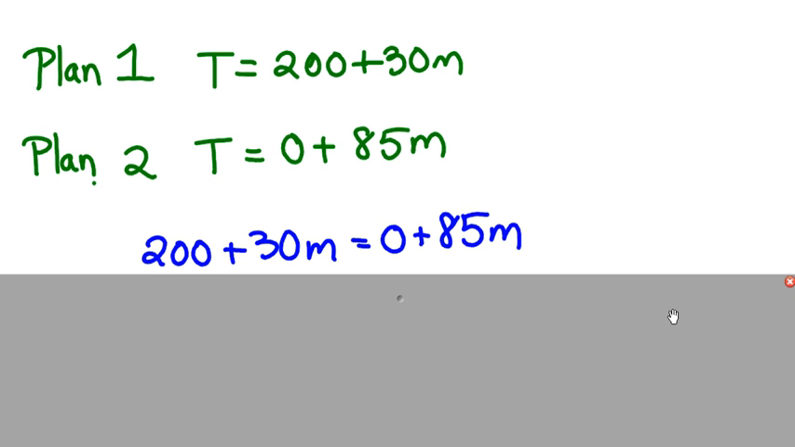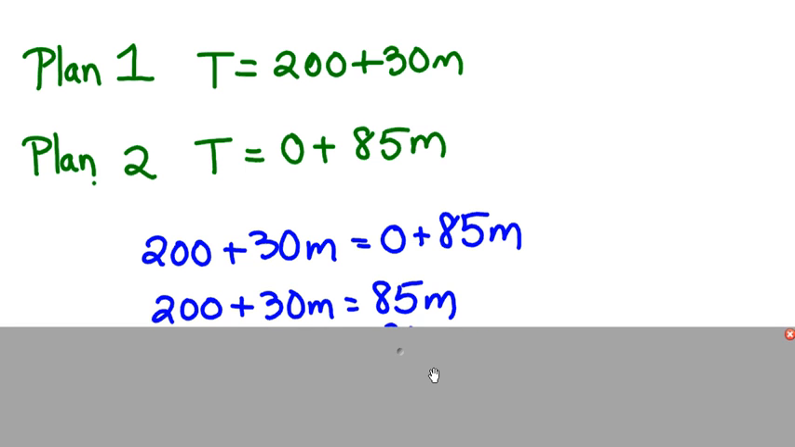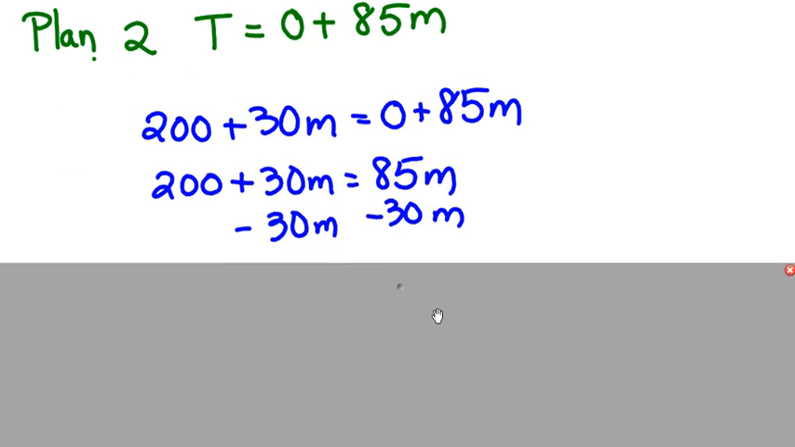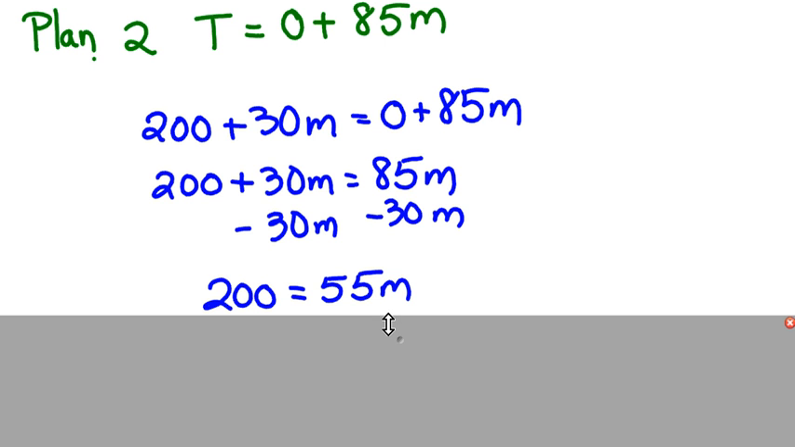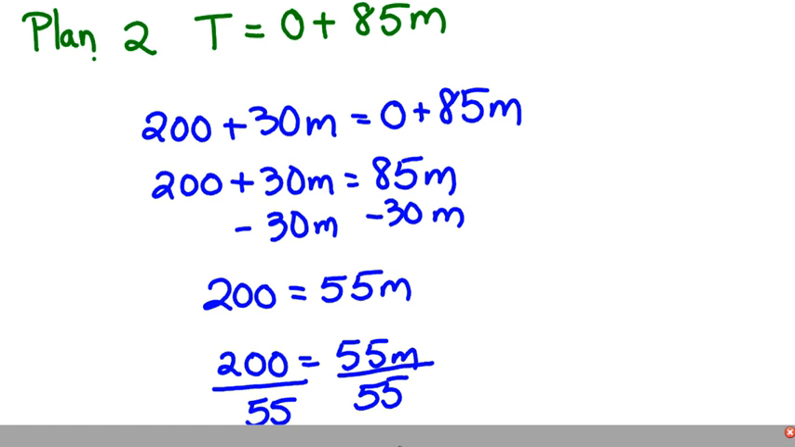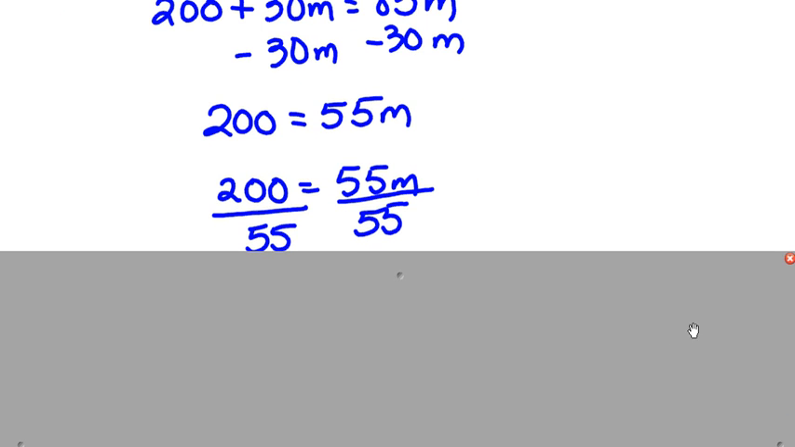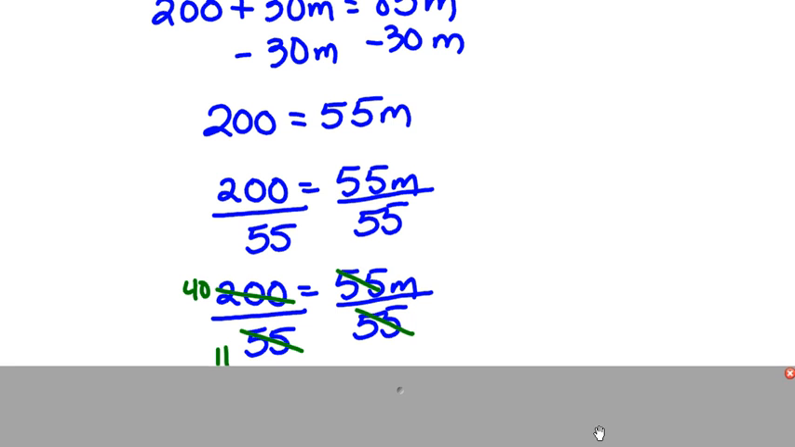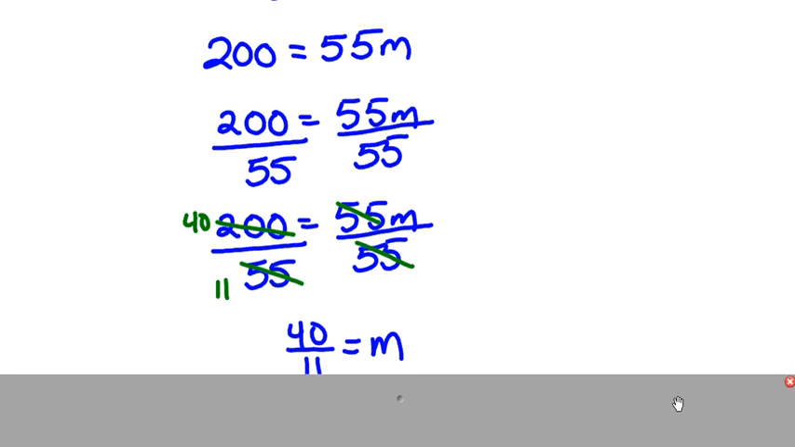The variable is M. So let's think about this. How can we solve for M? Well, what's our lowest variable? 30. How do we undo that? Subtract. So we'll subtract 30 from each side. So now we have 200 equals 55M. How would we get M alone? Divide by 55. So 200 divided by 55, that's not going to be a whole number, but we could divide out a 5 from each, so that would be 40 over 11. So our exact number for M would be 40 elevenths.